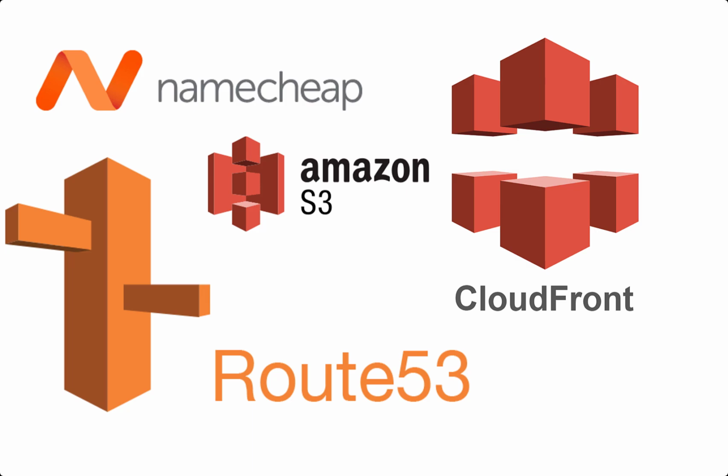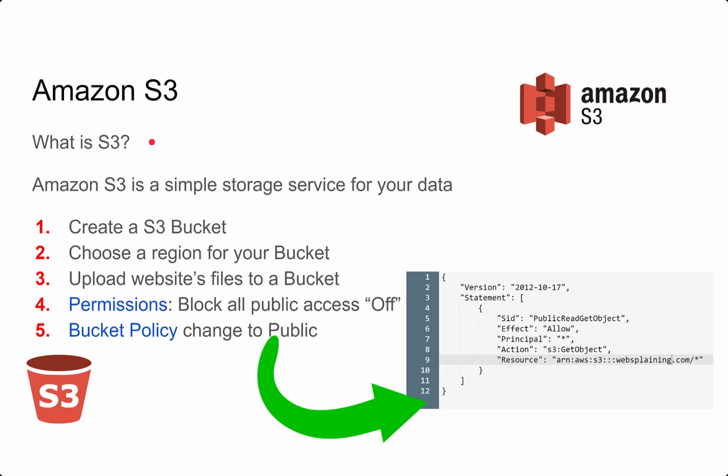I'm now going to take you through all these individual services, and the first one being Amazon S3. So what is Amazon S3? Amazon S3 is a simple storage service for your data. So it's a place where we can store our website's data basically. So here are the 5 things we're going to be doing. The first one, we're going to be creating an S3 bucket. We'll be choosing our region for this bucket. We'll then be uploading our website's files to that specific bucket. We'll also be changing some permissions. So we'll be blocking all public access and we'll be switching that to off. Bucket policy, we'll change this to public. Let's move on to the next slide.